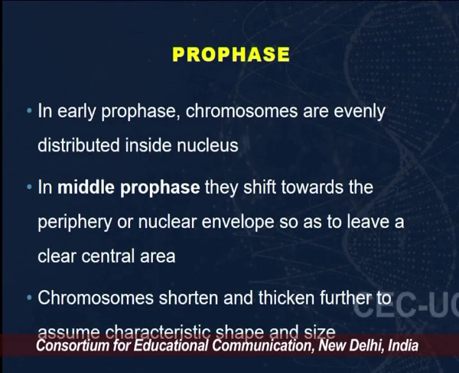In early prophase, chromosomes are evenly distributed inside the nucleus, whereas in middle prophase they shift towards the periphery of the nuclear envelope, so it leaves a clear central area. There is nothing in the central area of the nucleus. They start moving towards the periphery of the nuclear envelope, and this is called the middle prophase. And the chromosomes shorten and thicken further to assume their characteristic shape and size, which we can clearly see.